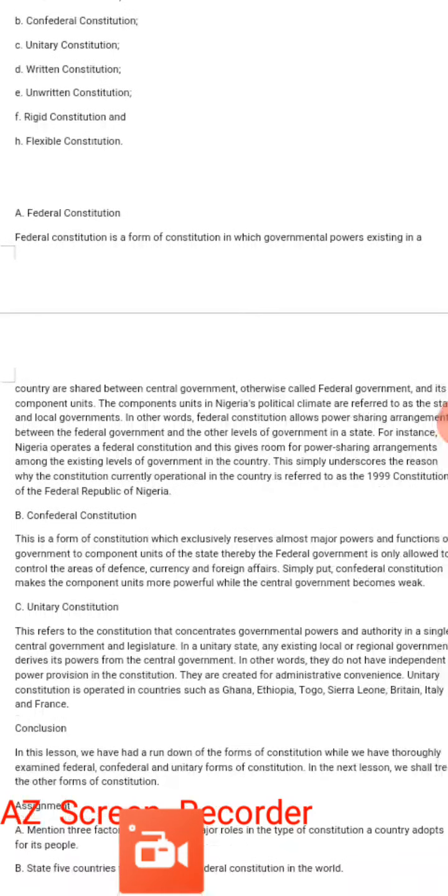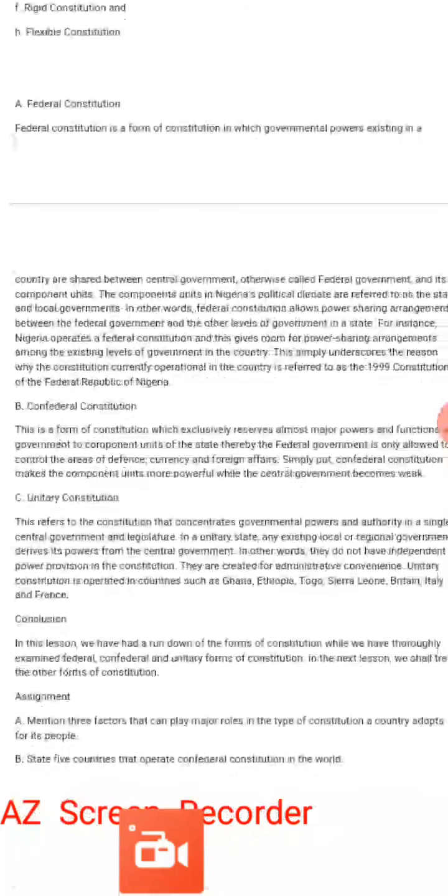A. Federal Constitution. Federal Constitution is a form of constitution in which governmental powers existing in a country are shared between central governments, otherwise referred to as the federal government in Nigeria, and its component units. A federal constitution allows power sharing arrangements between the federal government and the other levels of government in a state.